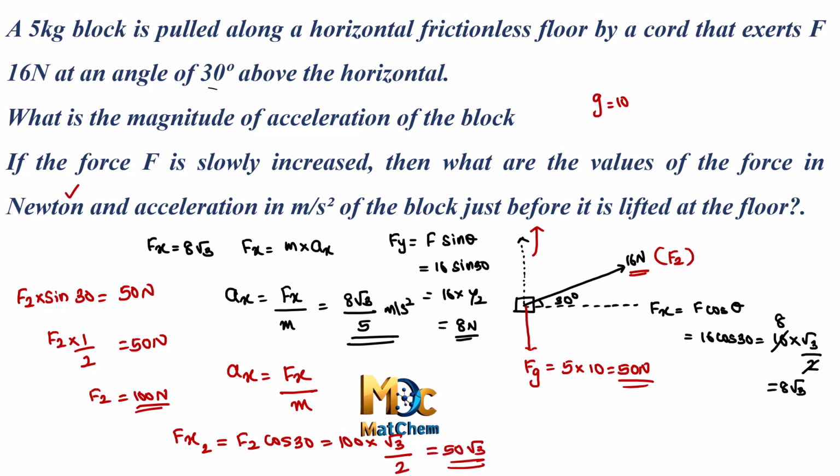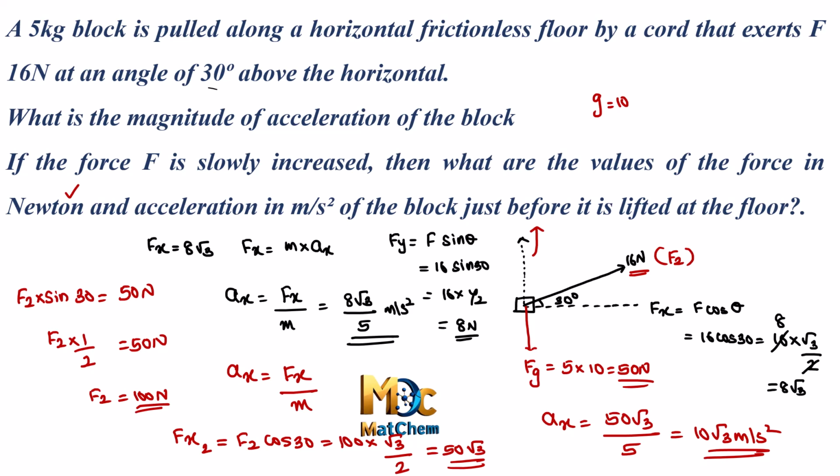That is equal to 50 root 3. So we got the component of force along the x-axis when it is just lifted up, that is equal to 50 root 3. What would be its acceleration? Ax will be equal to 50 root 3 divided by mass, that is 5. That is equal to 10 root 3 meter per second square. Fine.